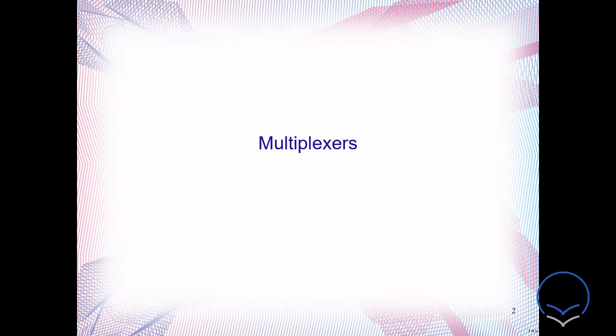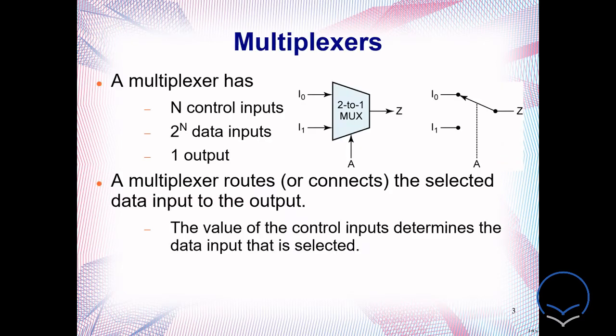Let's start with the multiplexer. A multiplexer has n control inputs and 2 to the power n data inputs, also 1 output. This is a typical 2 to 1 multiplexer. So it has 1 control input, A, and 2 data inputs. Here n equals 1, that means 1 control input. If n equals 1, then 2 to the power 1 equals 2, so 2 data inputs and 1 output. Z is our output.